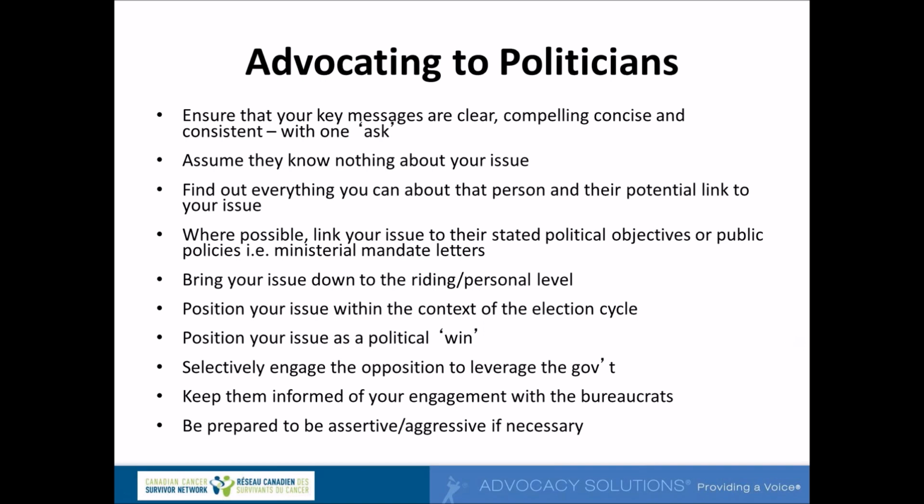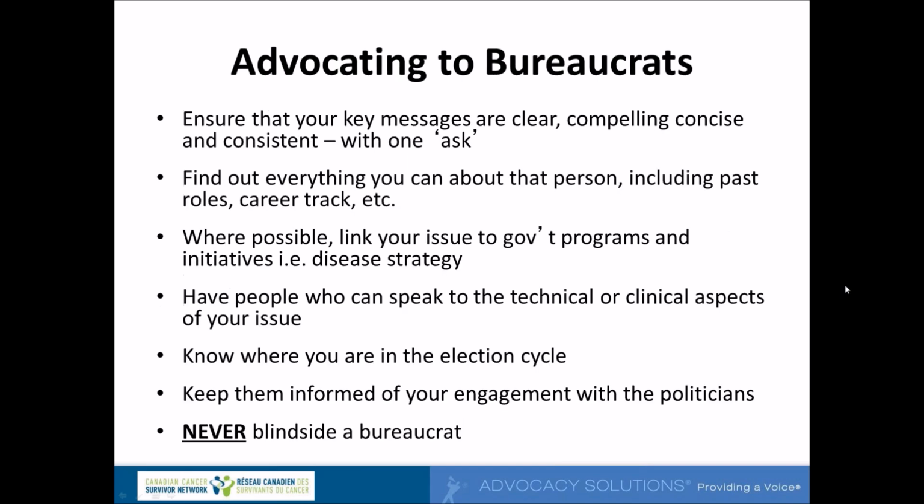If we go to the next slide, advocating to bureaucrats is a little bit different. Some of the stuff is the same. You still want to have your key messages and your one ask. You still want to find out about that person. But here you want to link your issues to government programs and initiatives rather than the political mandate of the day or the political flavor of the day. You want to align yourself with ongoing initiatives that may be 3, 5, 10, 25 years old, because those are the things that the bureaucrats deal with.